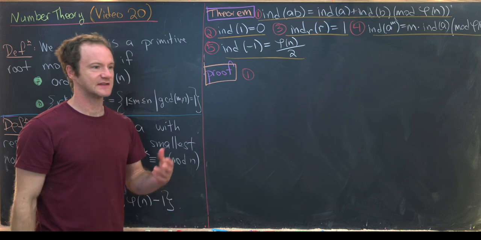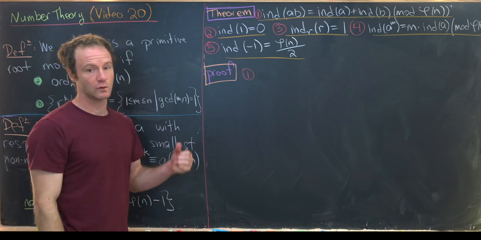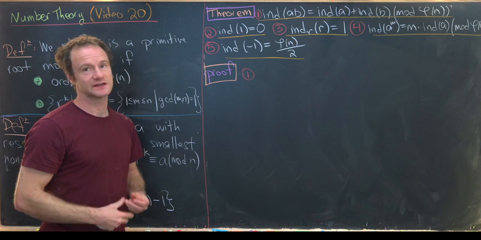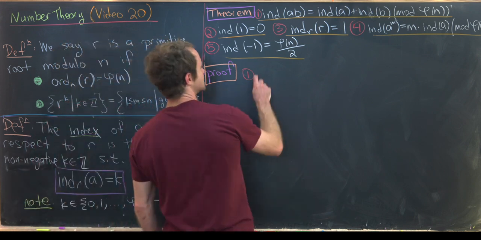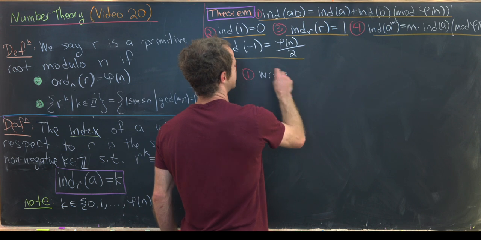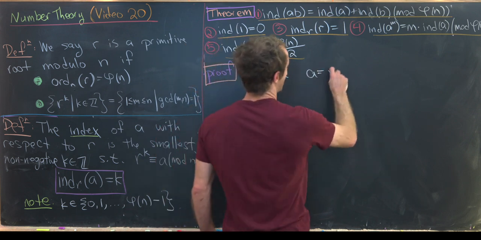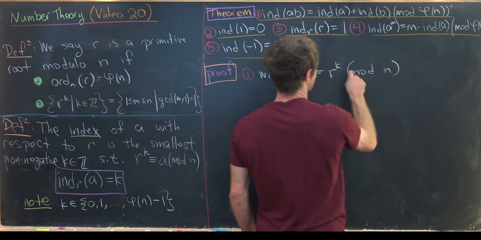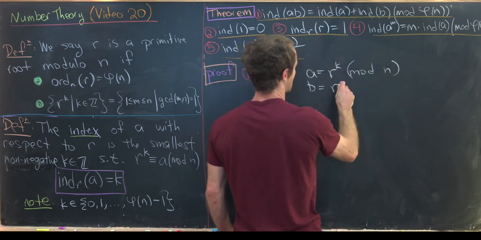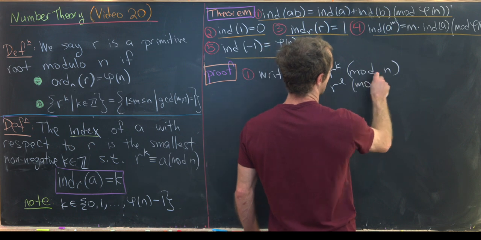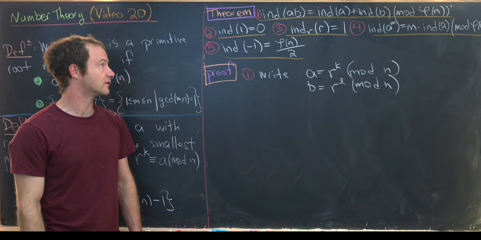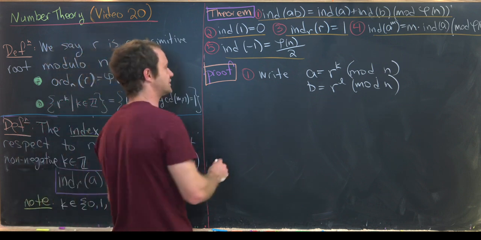And I guess I should say in the background here is that r will be our primitive root, and then a and b are relatively prime to n. So here, let's write a as r to the k mod n, and then we'll write b as r to the l mod n. So we know that's possible because r is a primitive root. But now the calculation is pretty straightforward.